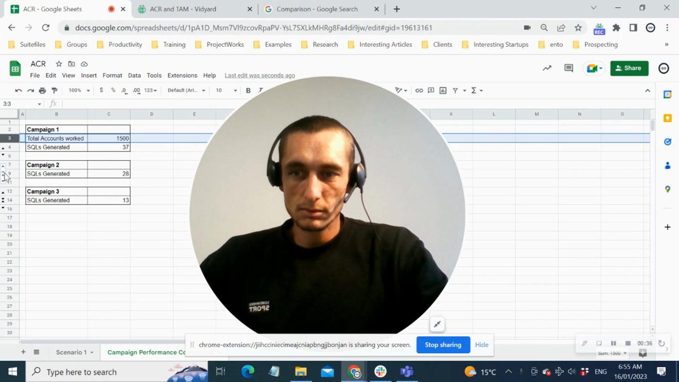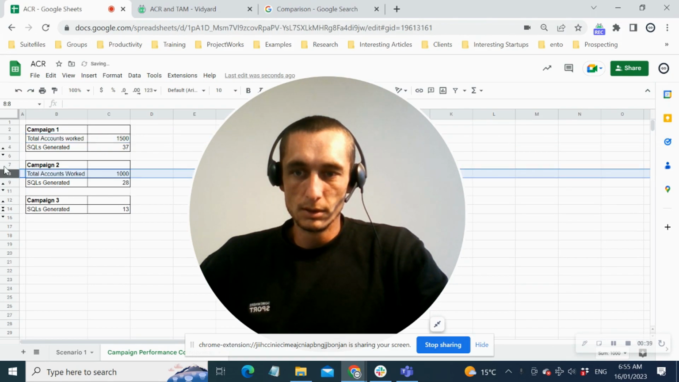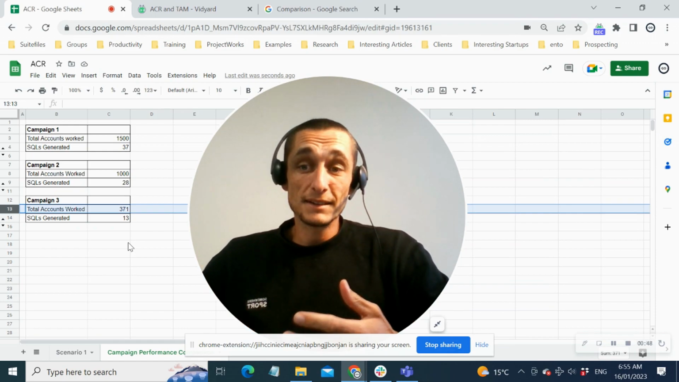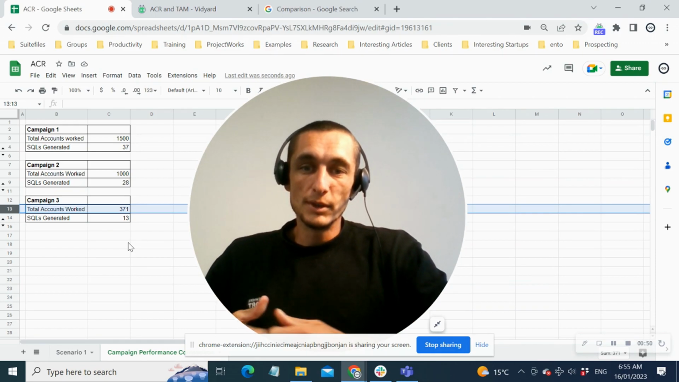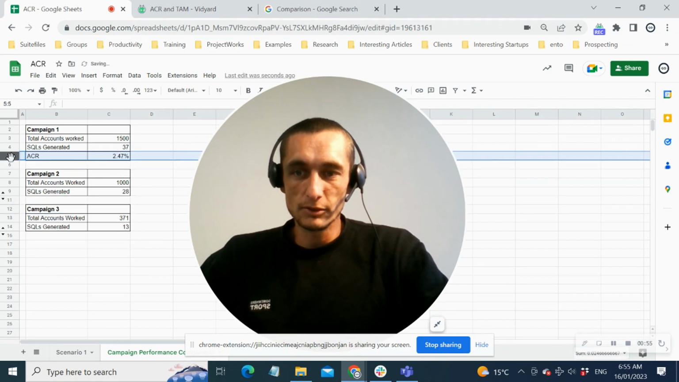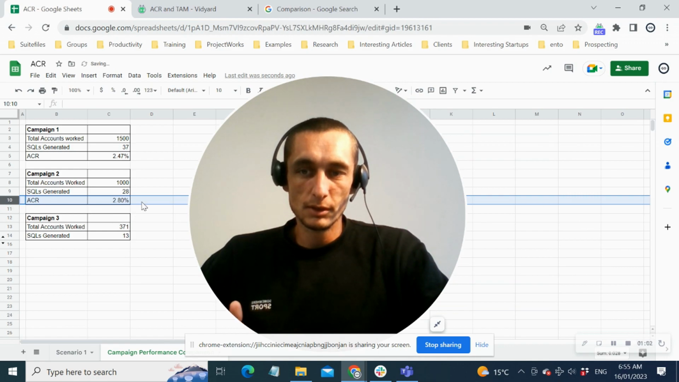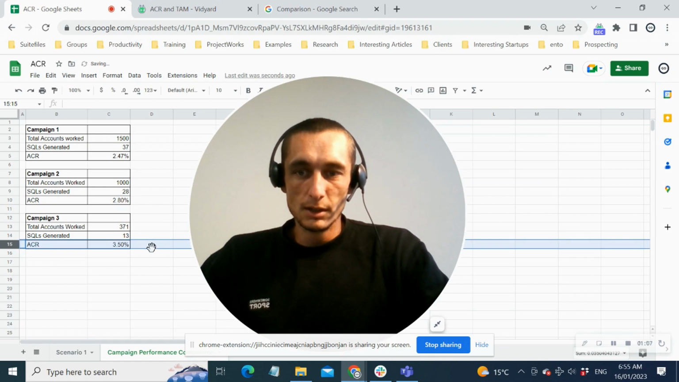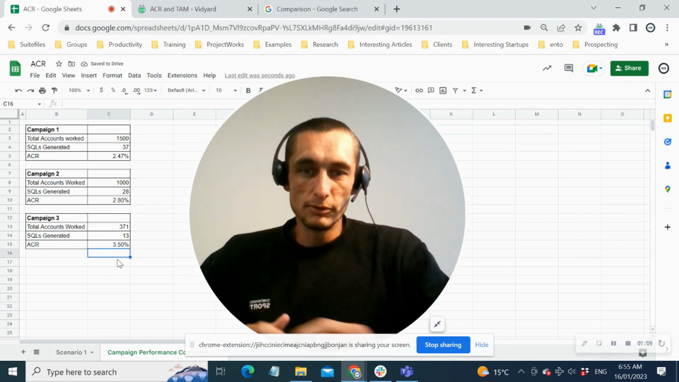On campaign 2, right, we worked 1,000 to generate 28. And on campaign 3, we worked 371 to generate 13. Okay, once we have that number, so how many accounts did we work, we can now figure out what our account conversion rate is, right? And this is where it gets interesting. So now we can see campaign 1, our account conversion rate was just under 2.5%. Campaign 2 was a little bit better, 2.8. And then campaign 3 was even better still at 3.5.